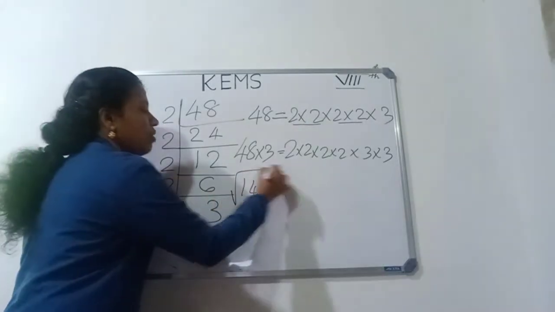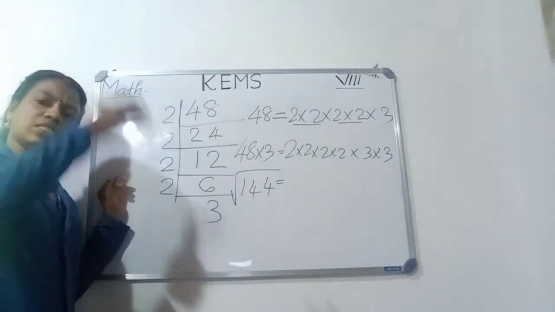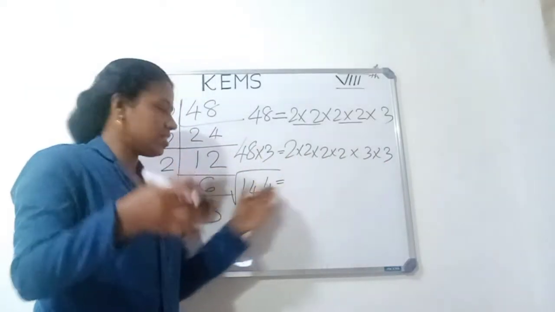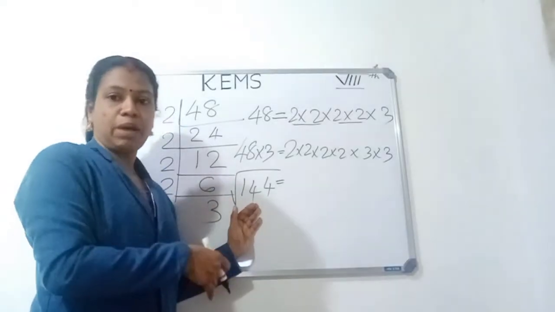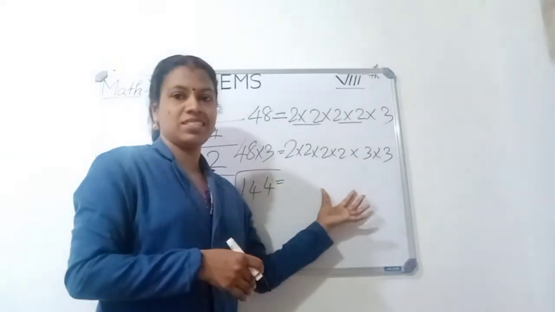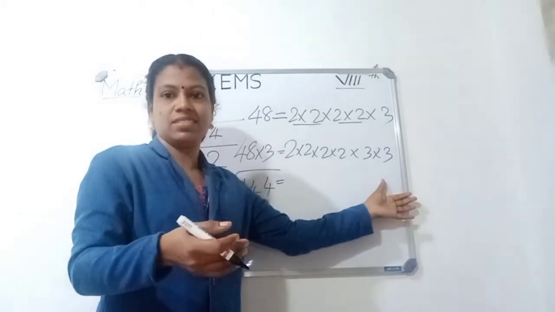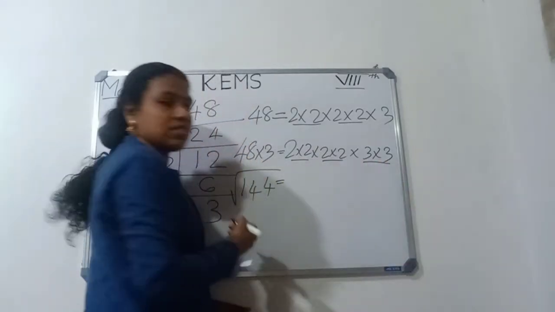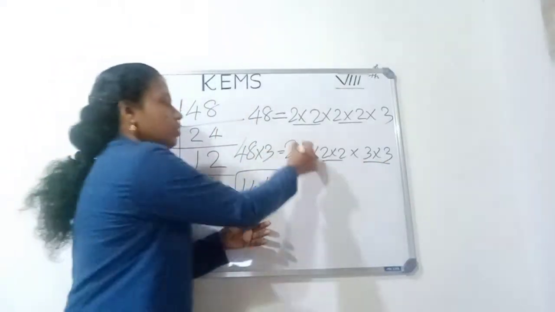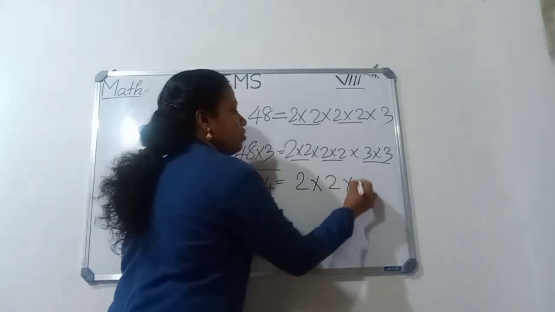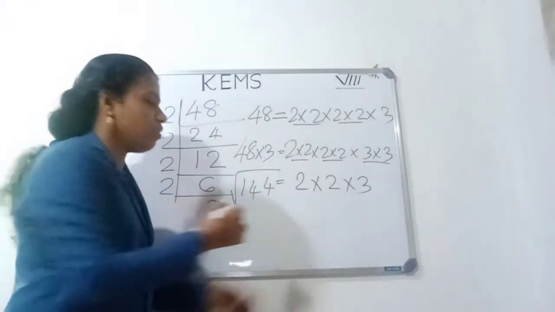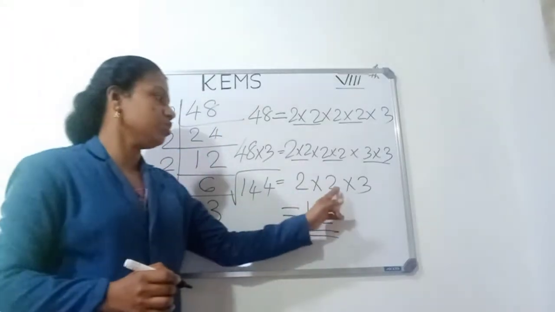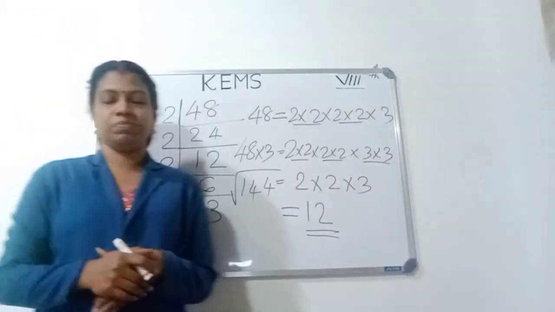And what is the square root of 144? No need to find it again. Already we have the prime factors. So it is easy to find the square root of the new number 144. The same factors, but 3 is added there. So what is the square root of this new number? 144 equal to 2 into 2 into 3. So what is the square root? 12. Square root of 144 equal to 12. 2 2s are 4. 4 into 3, 12.